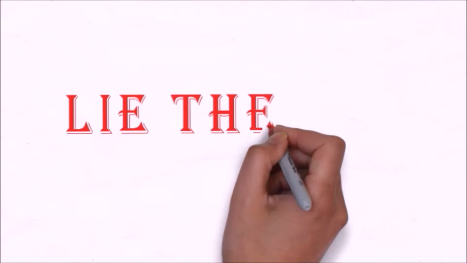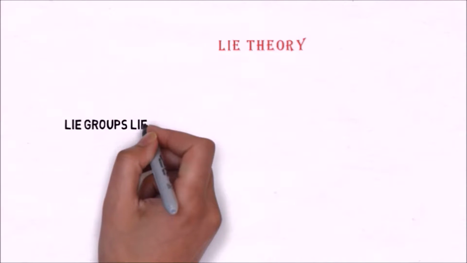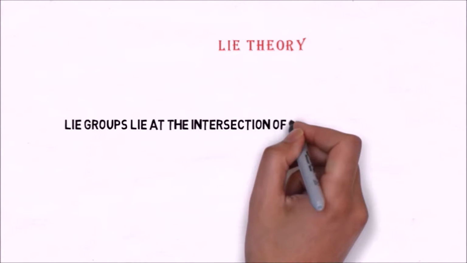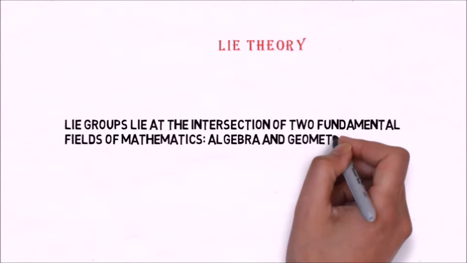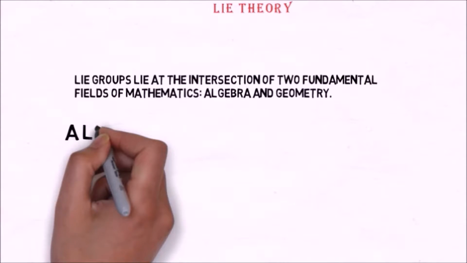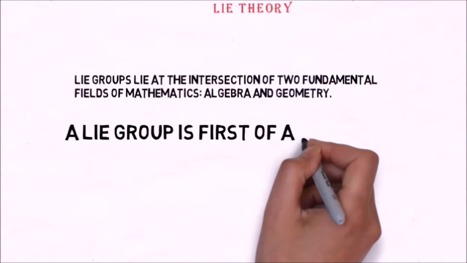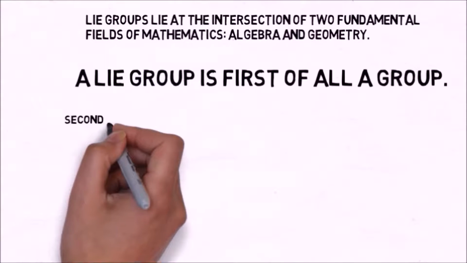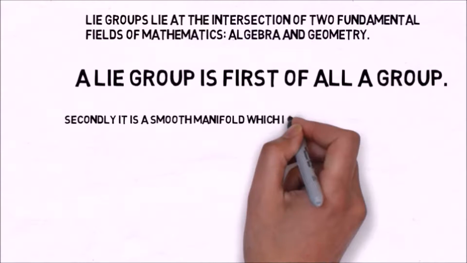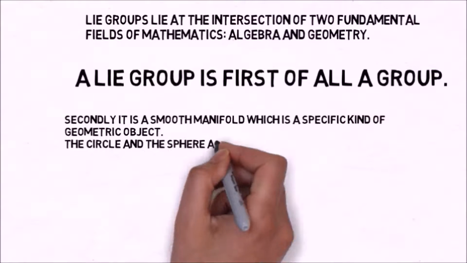Hello, let's get to the topic of Lie theory. First, the notion of Lie groups comes in the Lie theory. A Lie group can be defined as the intersection of two fundamental fields of mathematics, algebra and geometry. A Lie group itself is first of all a group. Secondly, it can be thought of as a smooth manifold, which is a specific kind of geometric object.